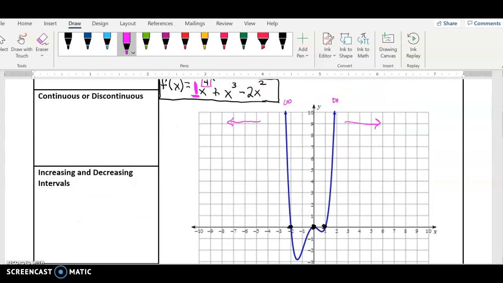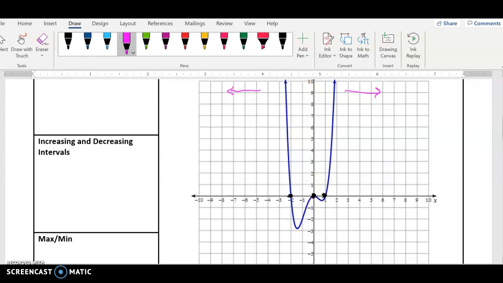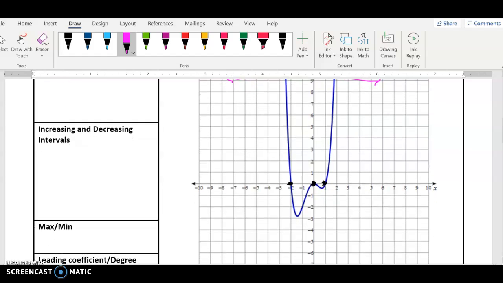It is continuous because we never have to pick up our pencil to draw it. So it is continuous. The values over which the graph is increasing and decreasing. Remember that a graph moves left to right. So if we're moving from the left side of the graph to the right side of the graph, this part of the graph is decreasing down to this point right there.